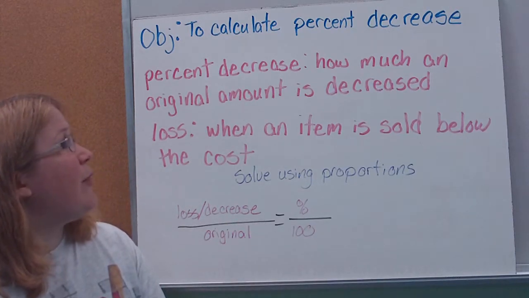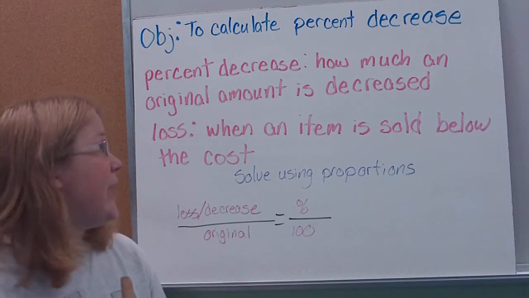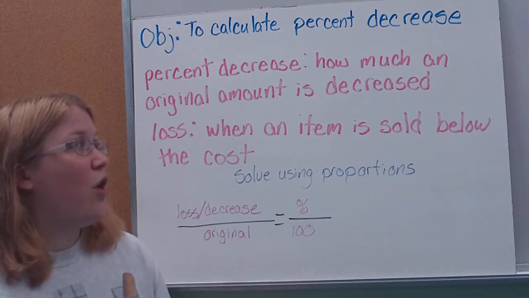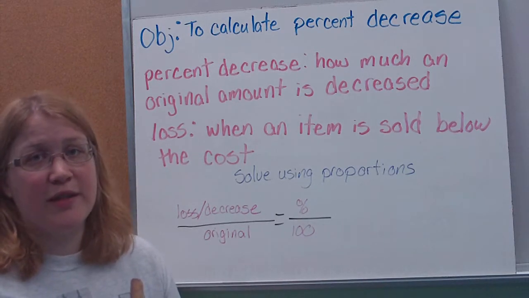So we have our vocab. The percent decrease refers to how much the original price is decreased or discounted. A loss, we call it a loss if you sell an item below what you paid for it or the wholesale price, the cost to you.